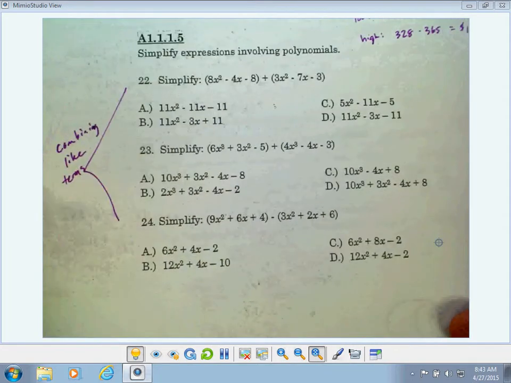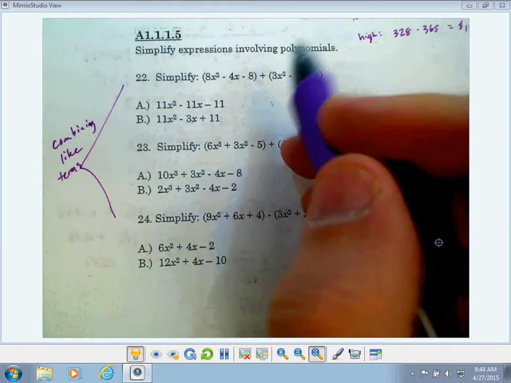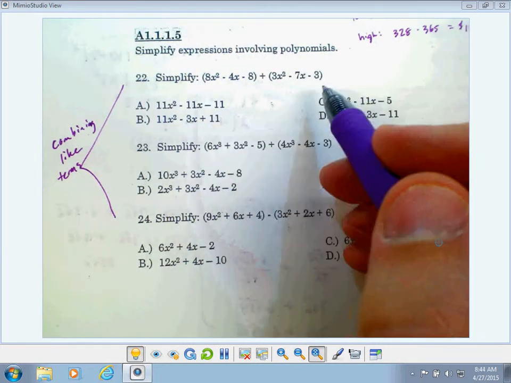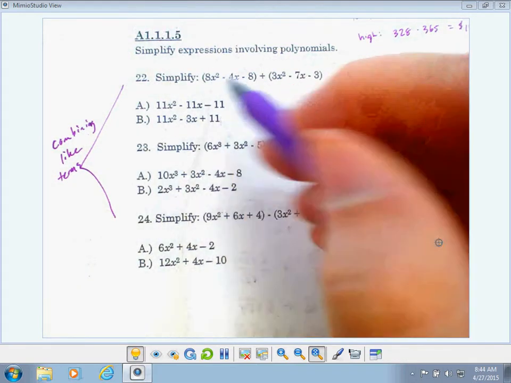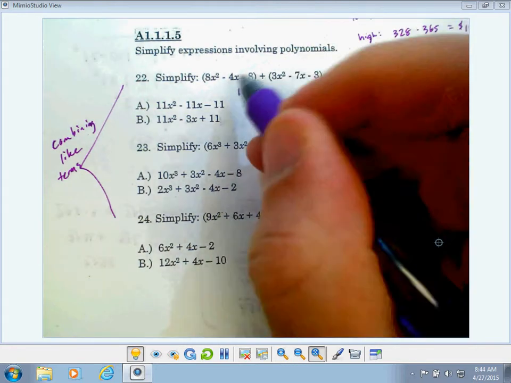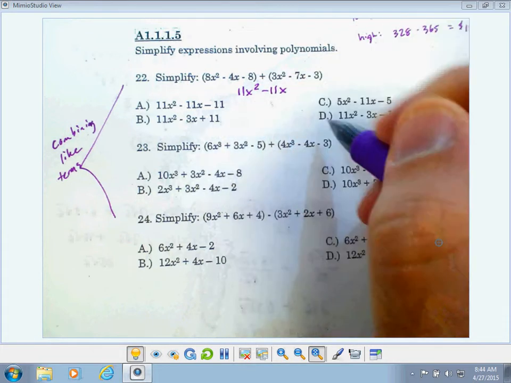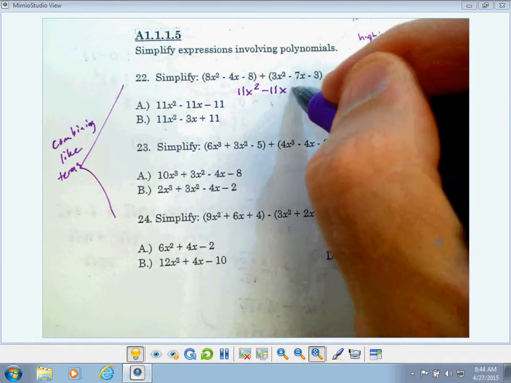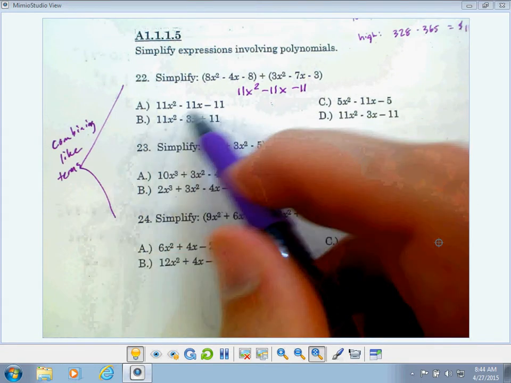All of these are combining like terms. So since there's a plus sign here, we can just lose the parentheses automatically and start combining them together. So 8x squared and 3x squared is 11x squared. Negative 4x and negative 7x makes negative 11x. And negative 8 and negative 3 makes negative 11. So we're looking for 11, negative 11, negative 11. It is A.